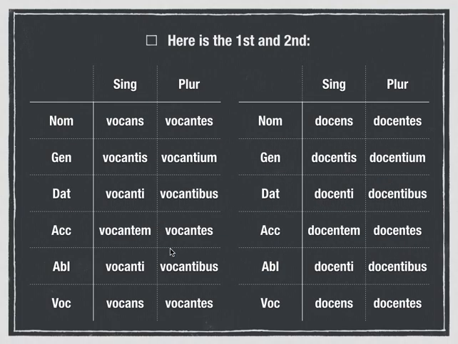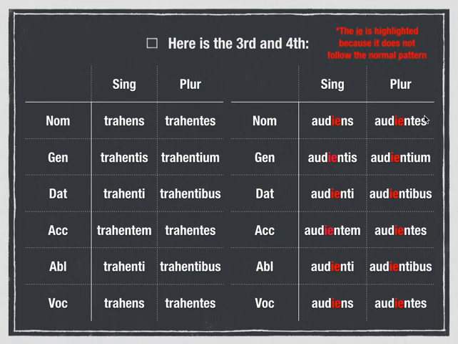All right, so here are the two examples, first and second. And we did vocare, to call. And then you see that we just took off the RE and added those endings. So all throughout there. And same with ducere. All of that is just the same. And here's the third and fourth. And the third is the same again. You just take off the RE and then add those endings.